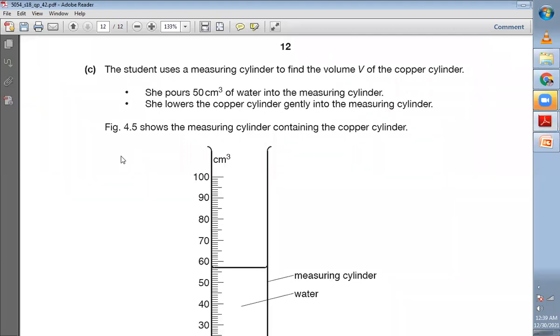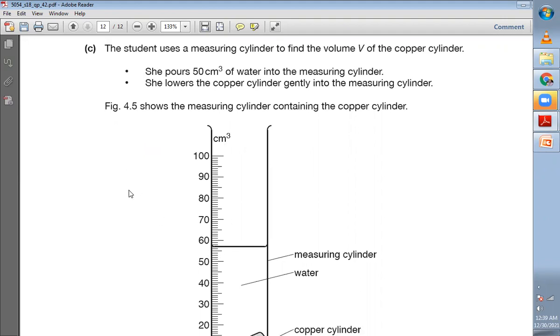The student uses a measuring cylinder to find the volume V of the copper cylinder. She pours 50 cm³ of water into the measuring cylinder. She lowers the copper cylinder gently into the measuring cylinder. She puts the copper cylinder into the water, so the level of the water will go up.